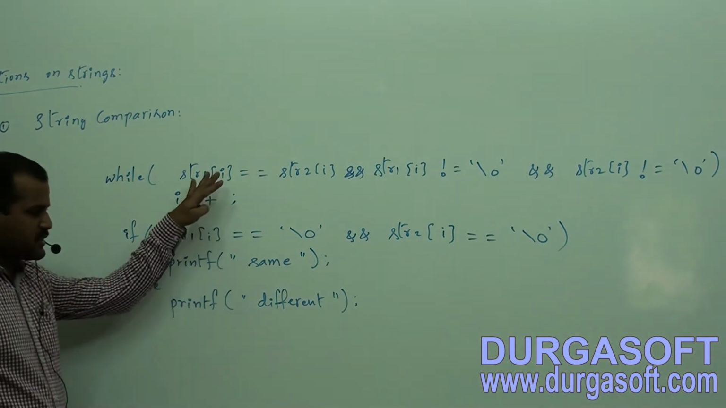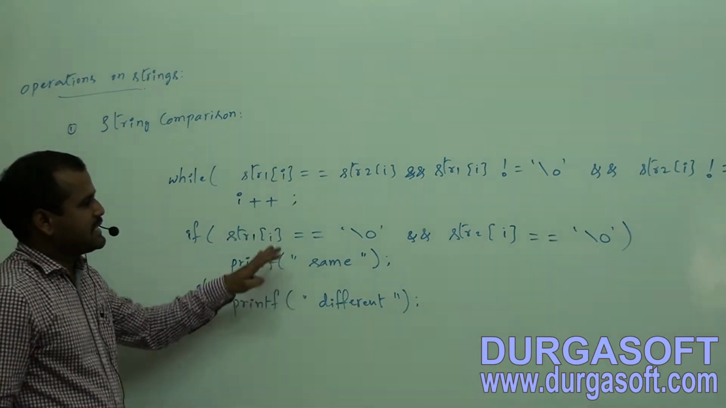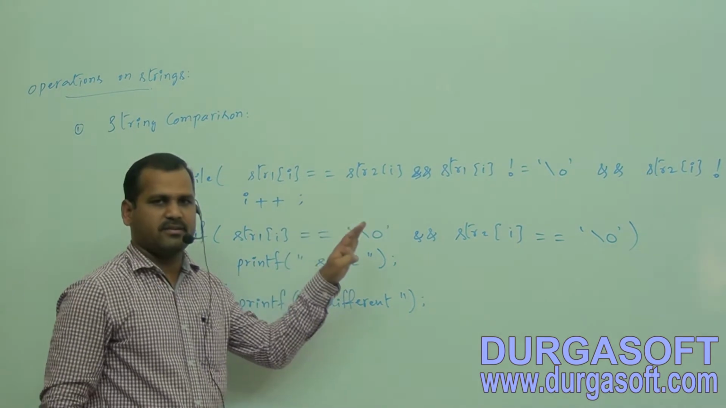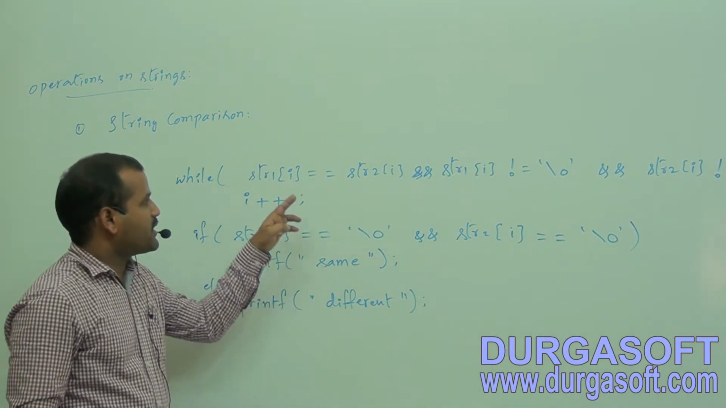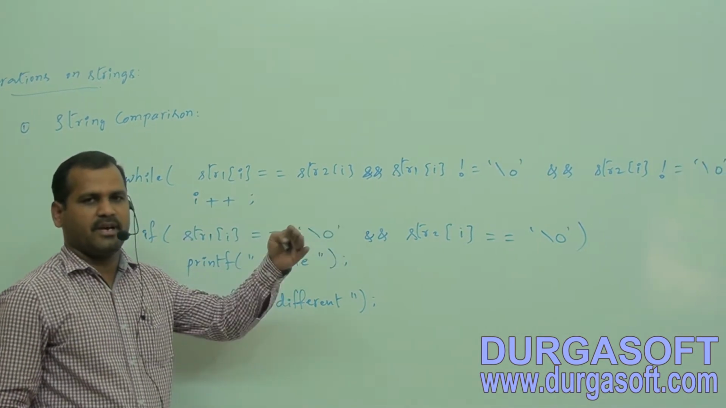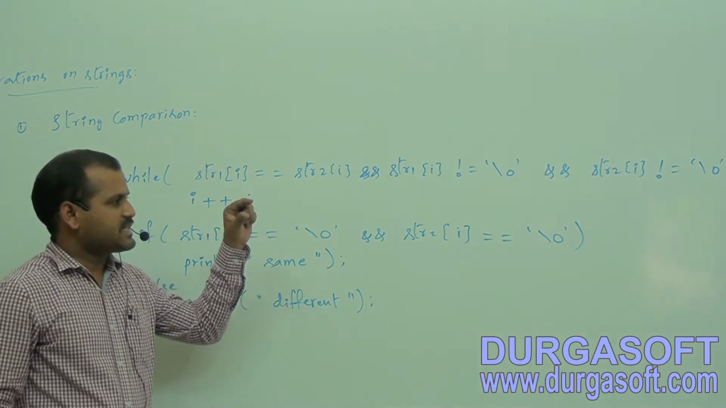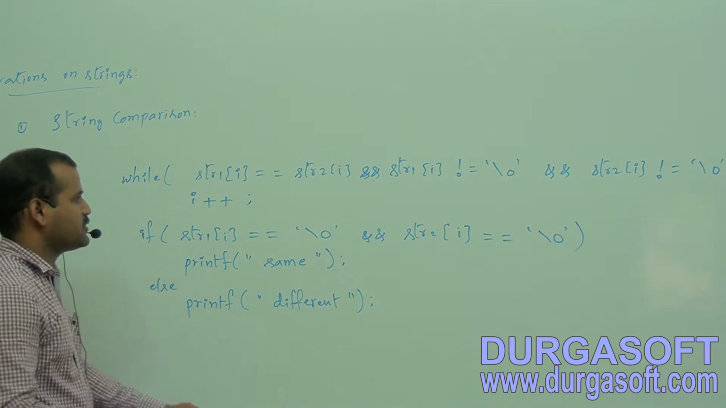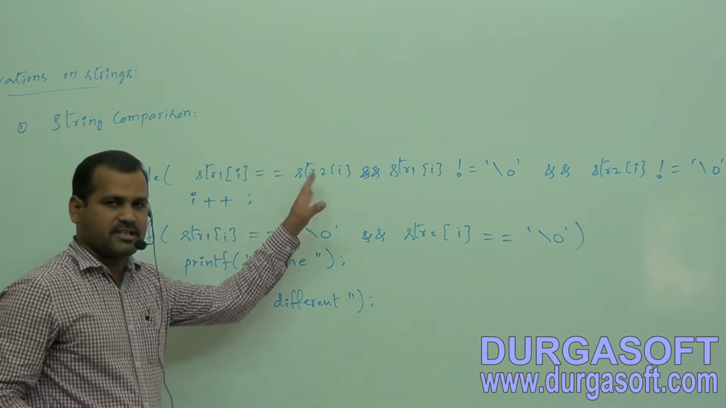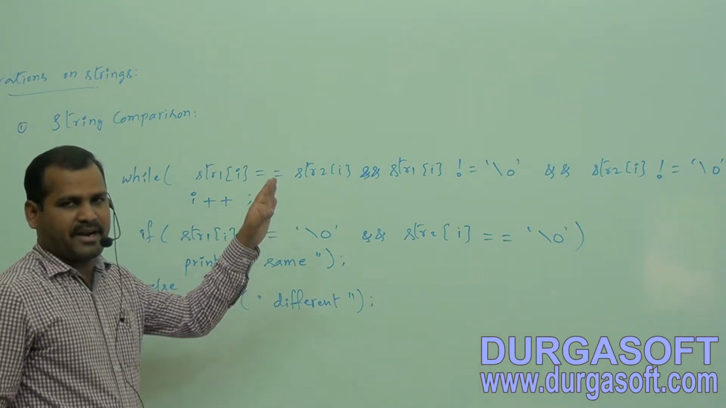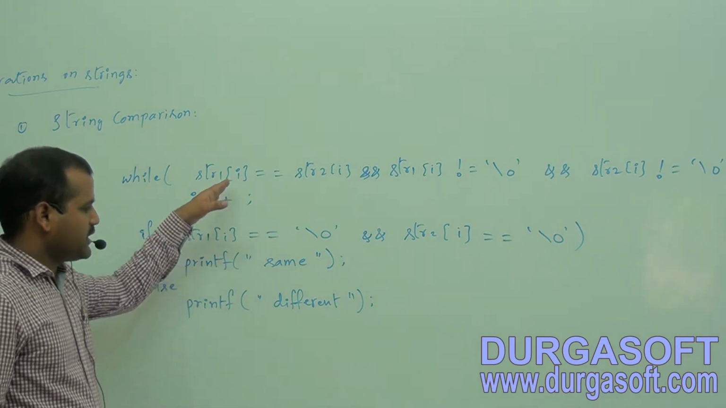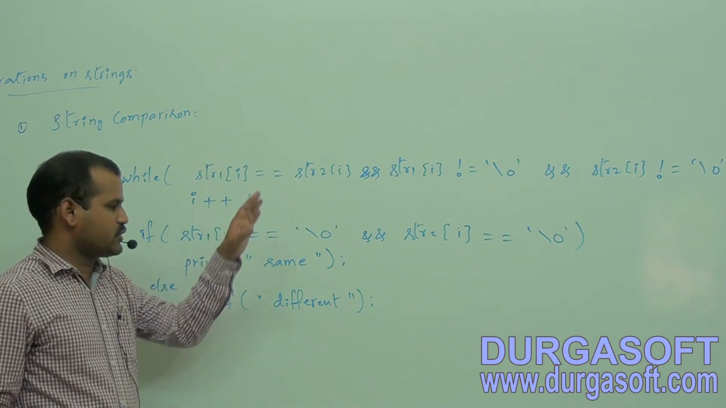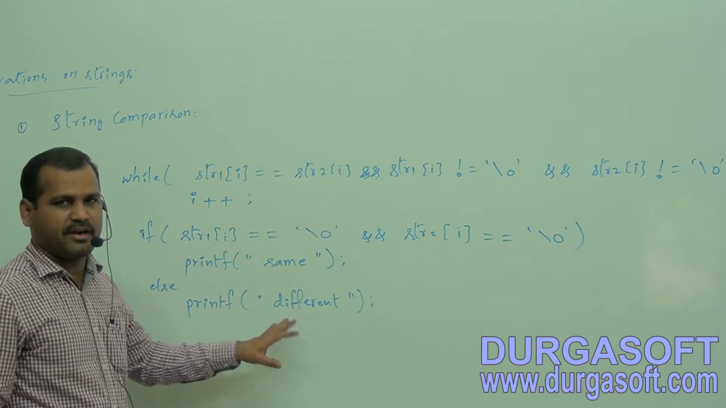So let us see this program segment code. This code determines, given two strings, whether they have the same characters or not. So this should compare these two given strings, character by character, one by one, and it should determine whether the two given strings are the same or different.